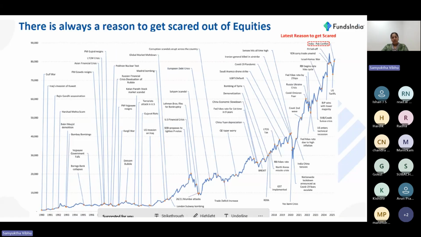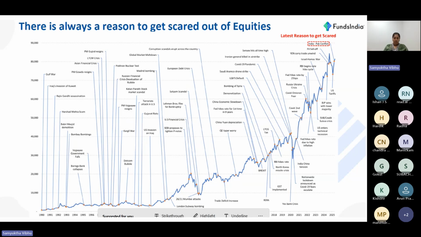Now, coming to Indian markets and equities. If you want to find a reason not to invest, there are plenty, right? Time and again, depending on when you started or what you've done, there's always been a reason not to participate in the markets, right? This year itself, we've had so many things.